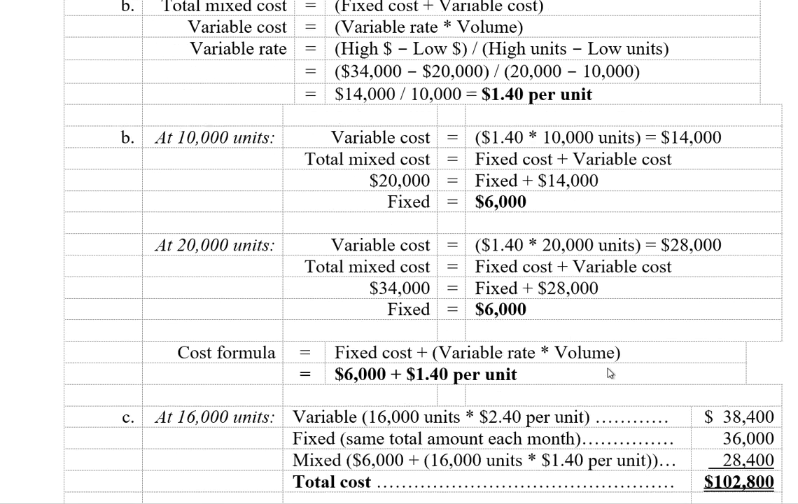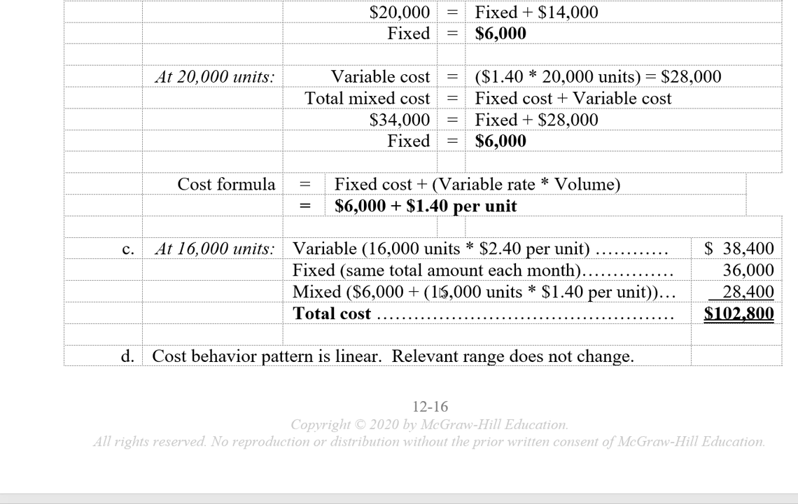Now you can also put that into, scroll down here, a cost formula. 6,000 for just, now this is a cost formula for just your mixed cost. And you could take that 6,000 and then add it to the variable times the volume.